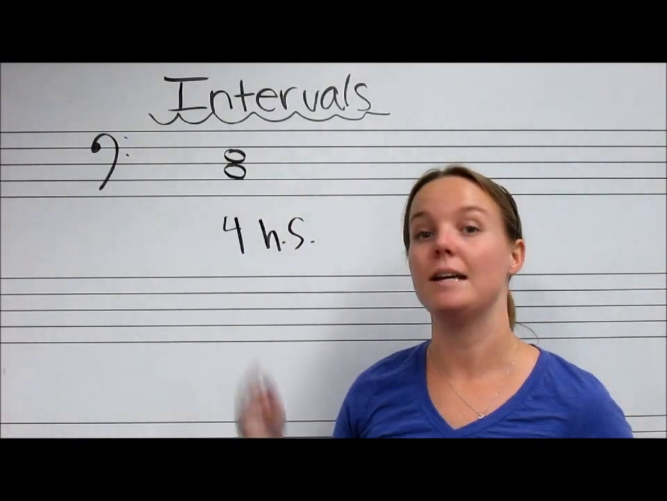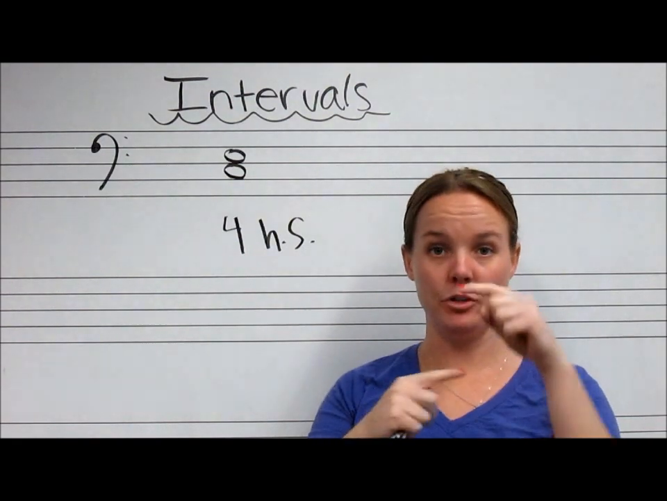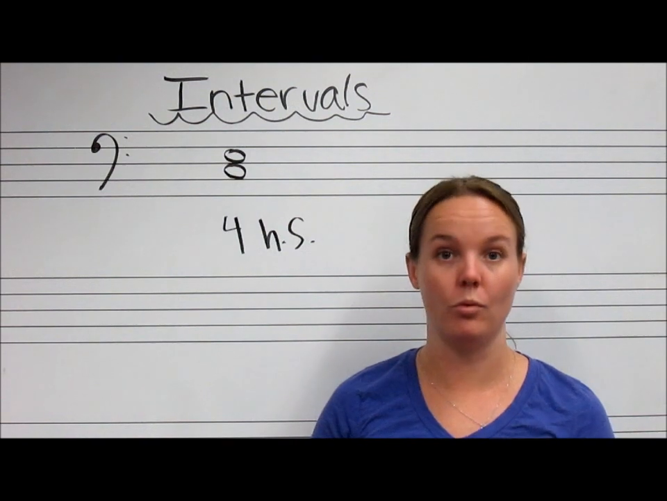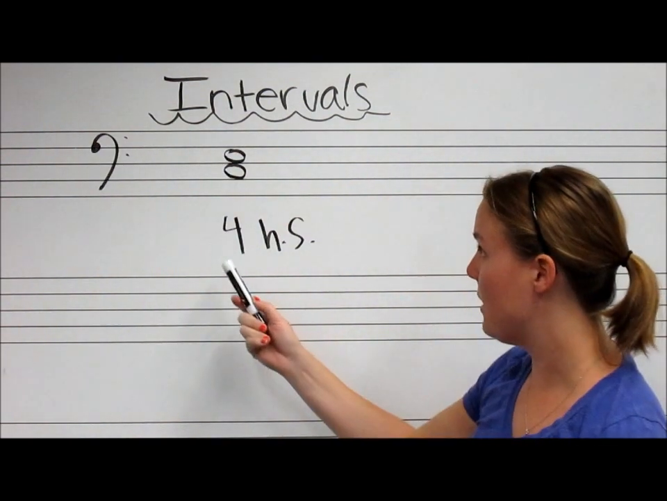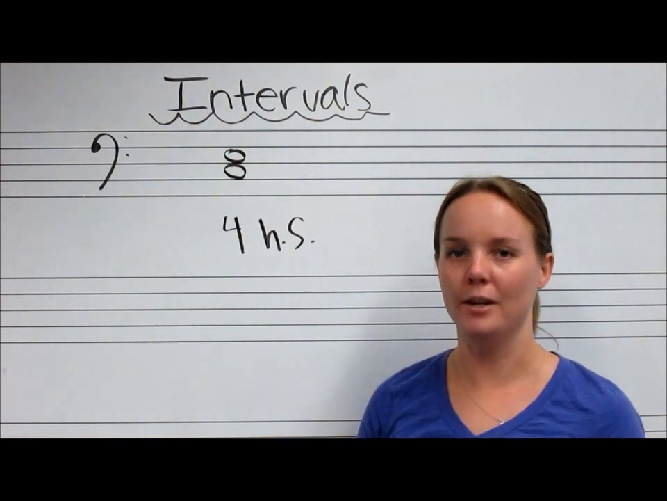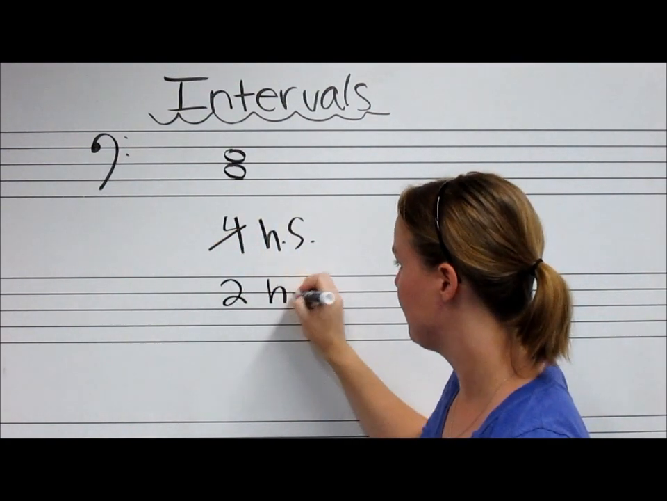Alright, now let's say we want to take the same interval and make it diminished. In order to take a major interval and make it diminished, you have to subtract a whole step, or in other words, 2 half steps from that interval. So we know right now that our major third has 4 half steps. So in order to make it diminished, somehow we have to make that now 2 half steps.